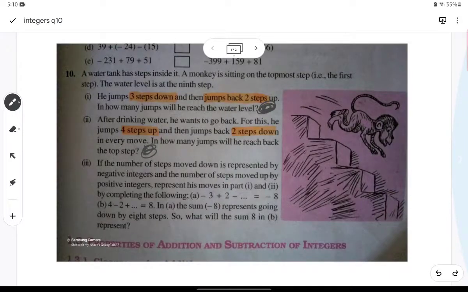Today I'll be teaching you the integers question number 10, with all the subdivisions, of NCERT class 7 maths chapter 1 integers. So come on, let's go.